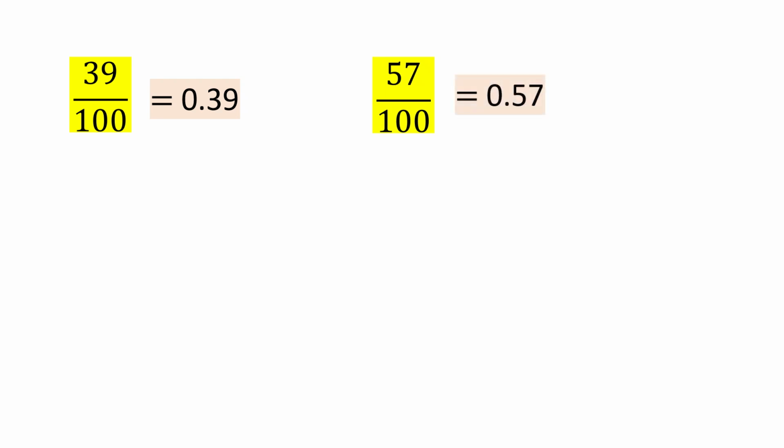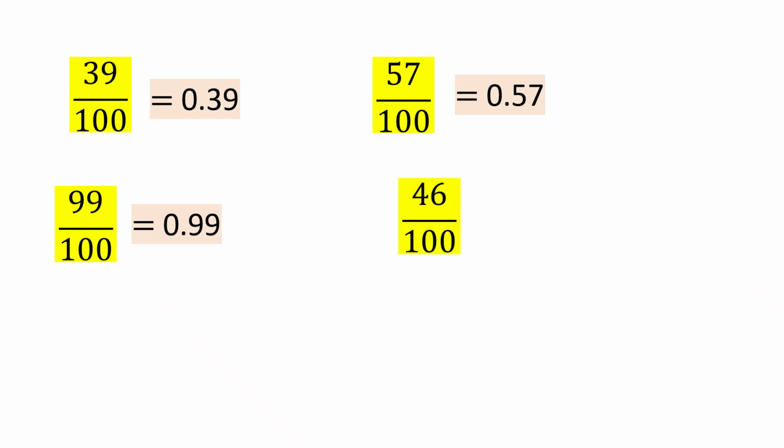Alright, so 39 over 100 can be written as 0.39. Similarly, 57 over 100 can be written as 0.57. Very good. 99 over 100 can be written as 0.99. Yes. 46 over 100 can be written as what? You tell me the answer.